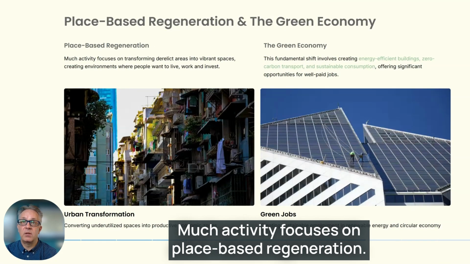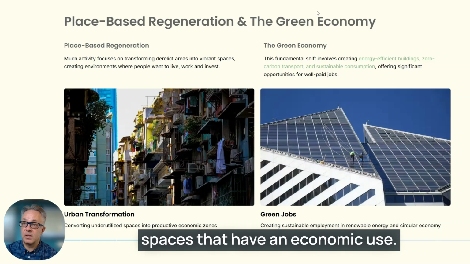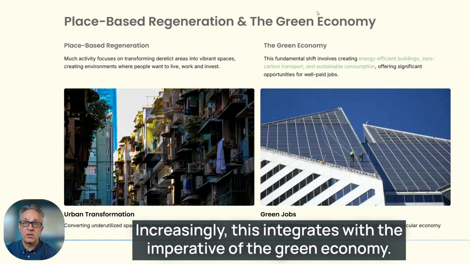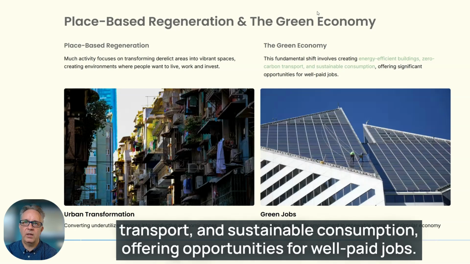Much activity focuses on place-based regeneration, transforming derelict areas or buildings no longer in use into vibrant spaces that have an economic use. Increasingly, this integrates with the imperative of the green economy. This fundamental shift involves creating energy-efficient buildings, zero-carbon transport, and sustainable consumption, offering opportunities for well-paid jobs.